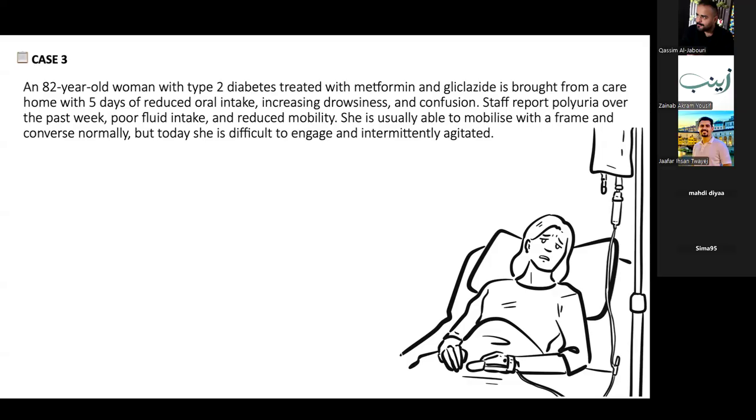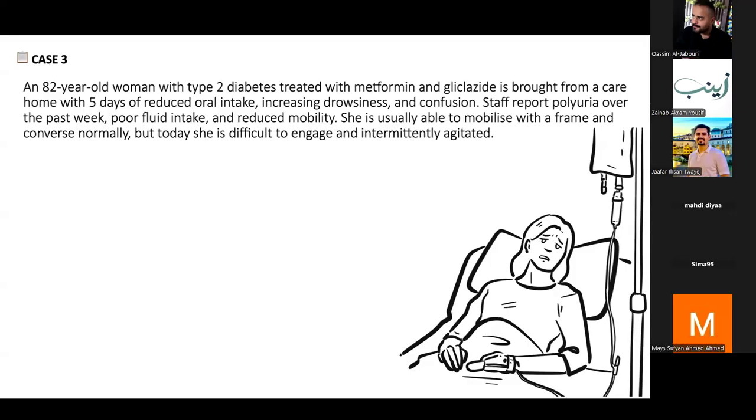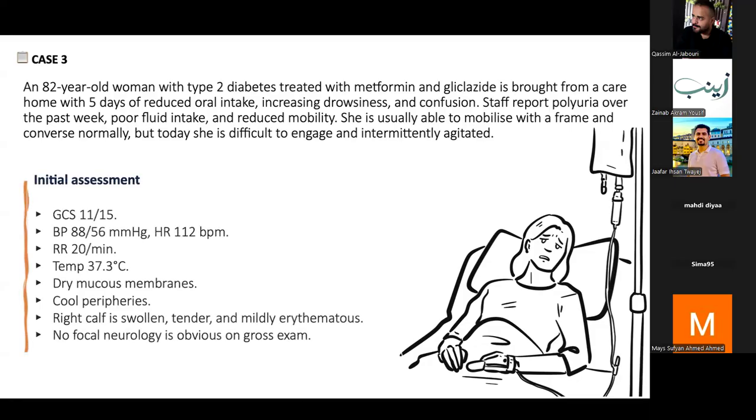intermittently agitated. So now, if you break this down, she is an elderly woman on oral hypoglycemic agents, like most of our patients. She's a care home resident, and they have reported a 1 week history of osmotic symptoms, the thirst and the polyuria, and reduced mobility. And now she came after that 1 week of these symptoms after she developed acute delirium, difficulty to engage with the team, and intermittently agitated.